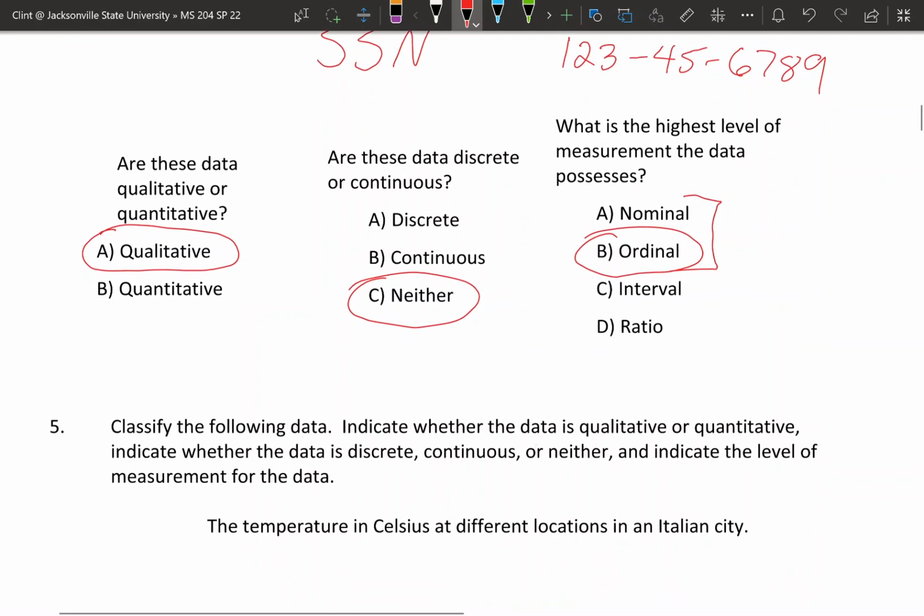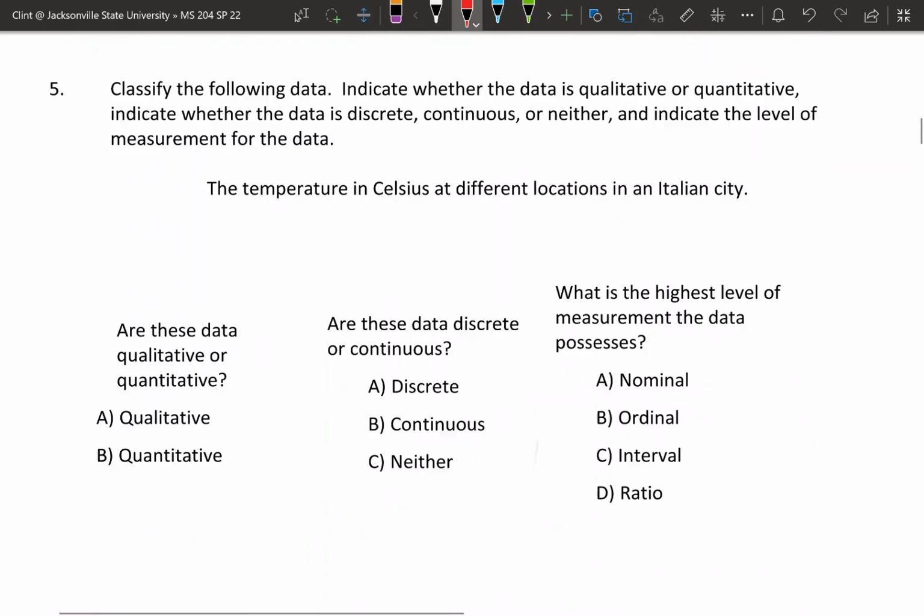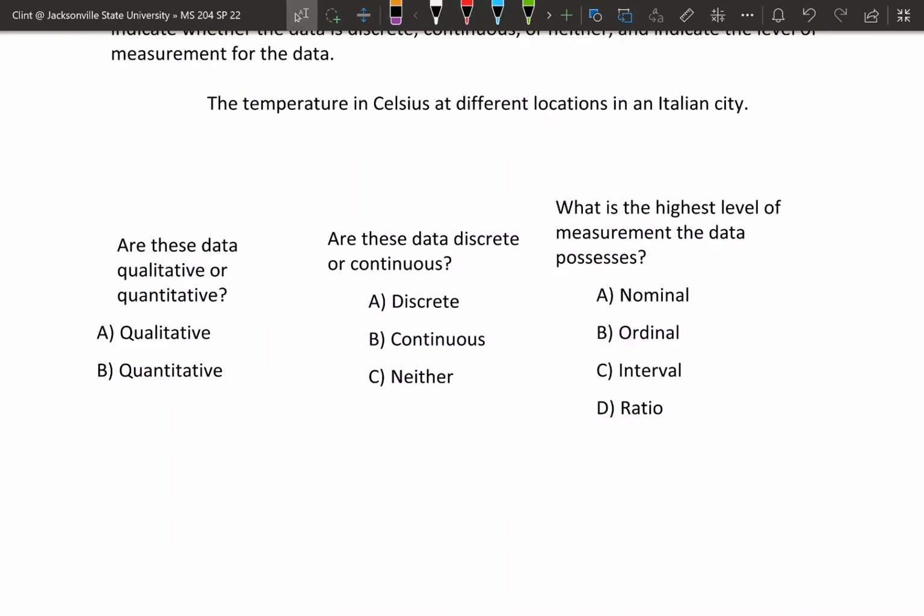Number 5, same type of problem. This time we've got temperature in Celsius. So this time temperature would be quantitative. And then if it's quantitative, we have to decide would it be discrete or continuous, since temperature is a measurement.